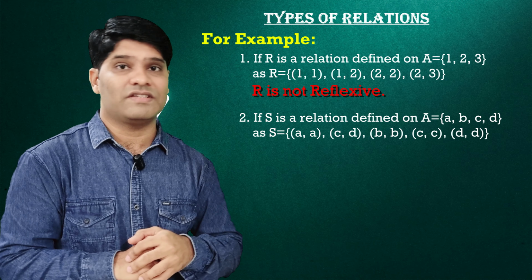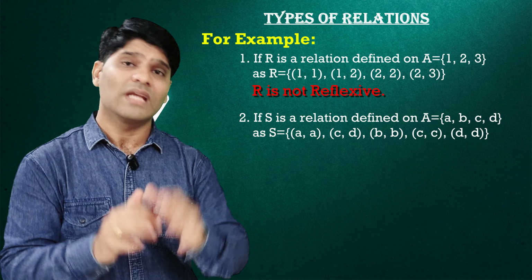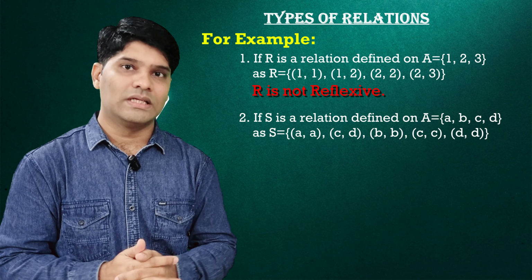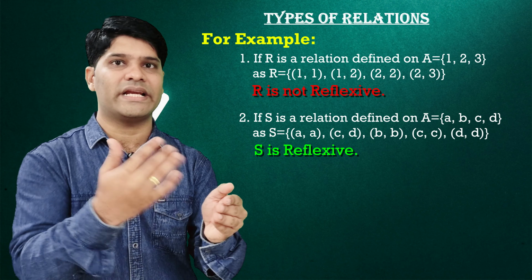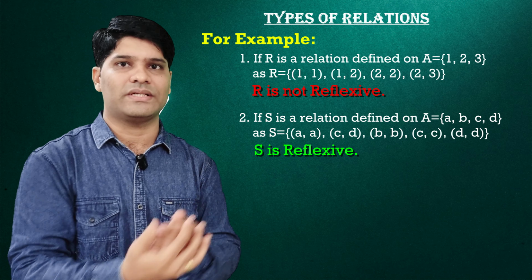Second relation S, which is defined on the set A, B, C, D to itself. Is it reflexive? Yes, it is reflexive because A is related to itself, B is related to itself, C is related to itself, and D is related to itself.